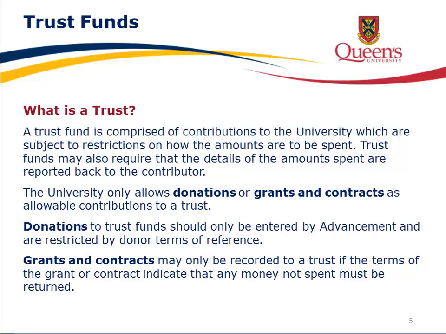What is a trust? A trust fund is comprised of contributions to the university which are subject to restrictions on how the amounts are to be spent. Trust funds may also require that the details of the amounts spent are reported back to the contributor. The university only allows donations or grants and contracts as allowable contributions to a trust. Donations to trust funds should only be entered by advancement and are restricted by donor terms of reference. Grants and contracts may only be recorded to a trust if the terms of the grant or contract indicate that any money not spent must be returned.